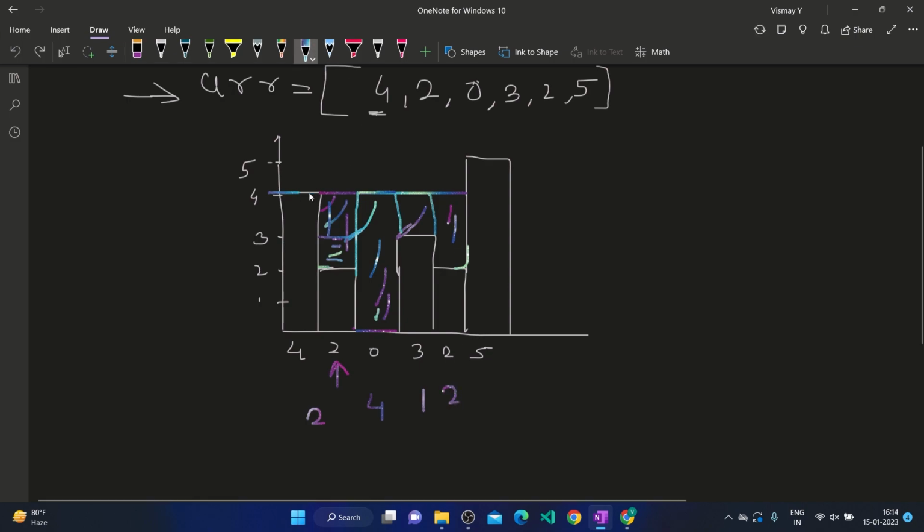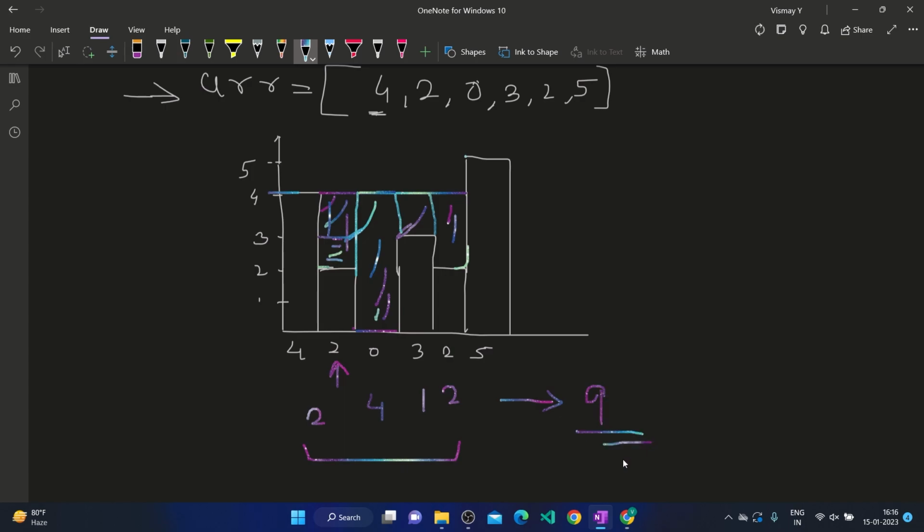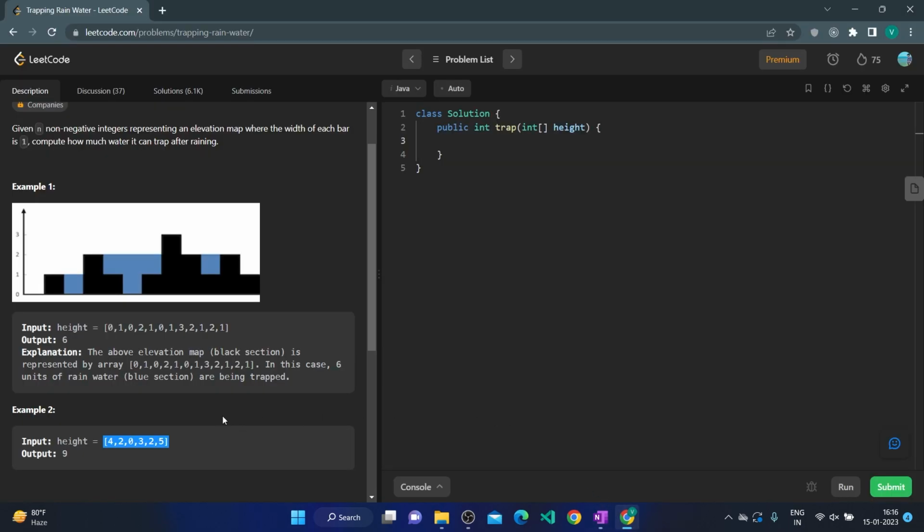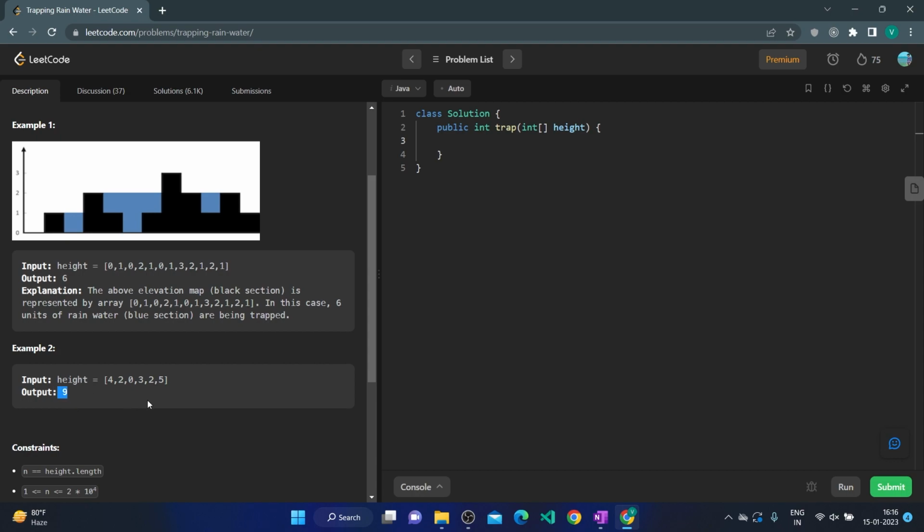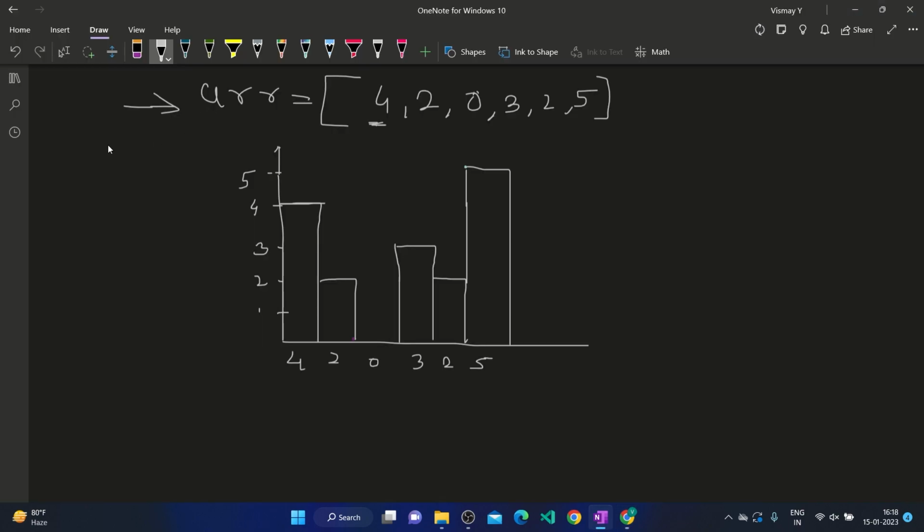For the first and last bar we will not have any water, because there is no bar on their left or right side which can actually store the water. So the total amount of water trapped between these elements will be the sum of these: 4, 5, 6, 7, 8, 9, which is 9. Let's cross-check our answer. Yes, we get the output as 9. Now let's see what the logic behind this is.